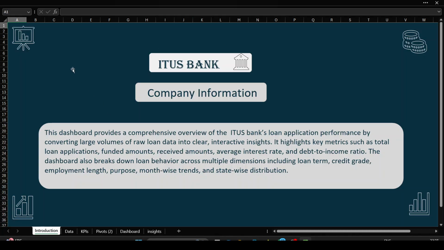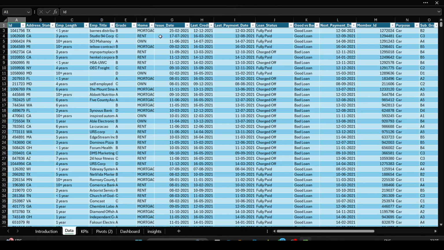Now, let us move towards the data table. So, this was the raw data which I have filtered and then categorized into two main categories, the good loan and the bad loan. The good loans are the type of loan from which we have generated any kind of profit, and the bad loans are the type of loan from which we have faced any type of loss.